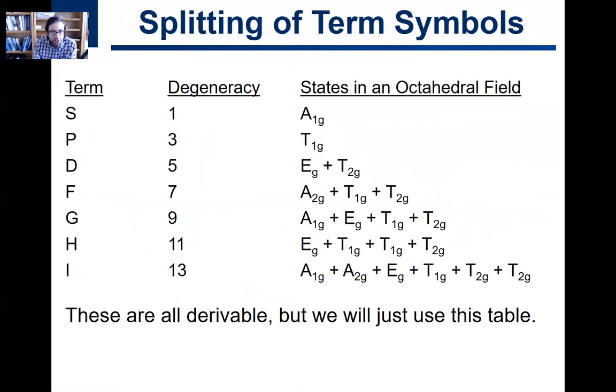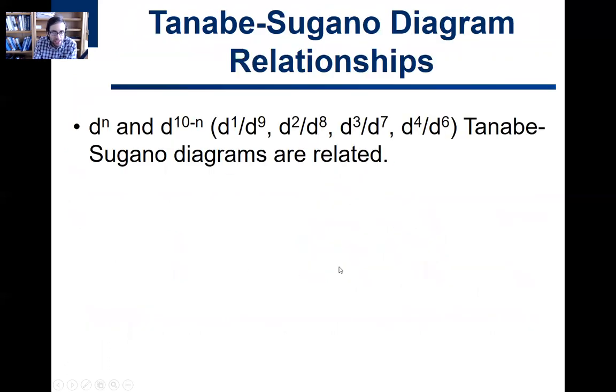And so you can see how these terms split. We had an F term that split into A2G, T1G, and T2G, and we had a P term that split into T1G. This is just for your information. You can derive these, but we're not going to do it in this course. So this is just the states in an octahedral field as things split.